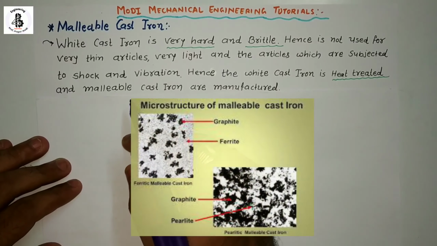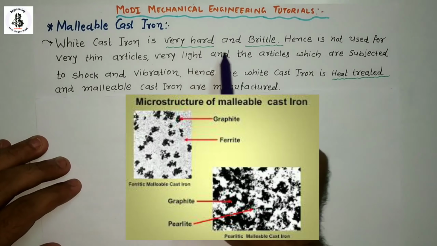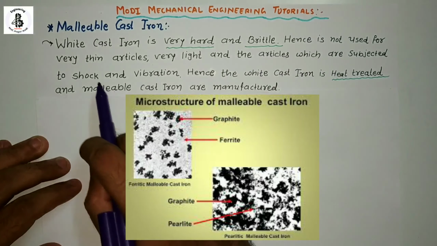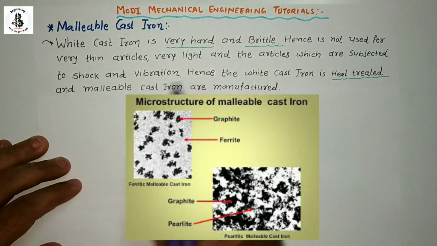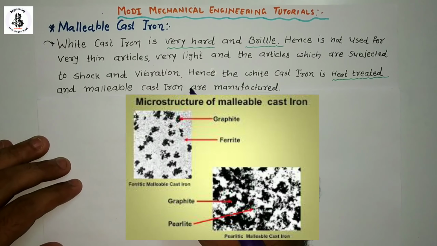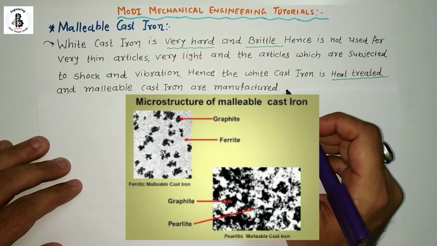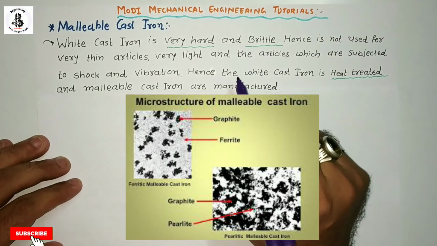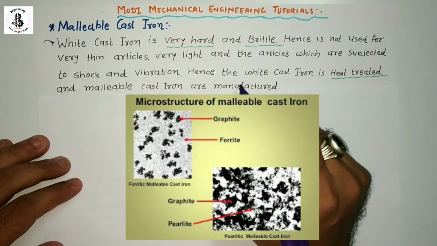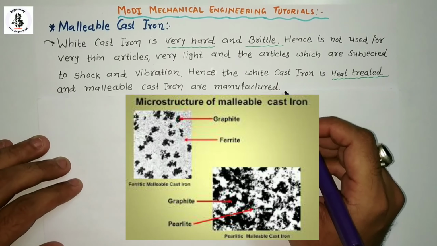From the microstructure view of malleable cast irons, white cast iron is very hard and brittle. Hence, it is not used for very thin, very light articles, and articles which are subjected to shock and vibrations. Hence, the white cast iron is heated and malleable cast irons are manufactured. Due to the higher hardness and brittleness present in white cast irons, you can heat the white cast irons up to certain limits, and after some processes, it will be the manufacturing of malleable cast irons.